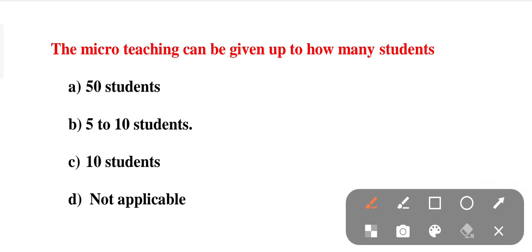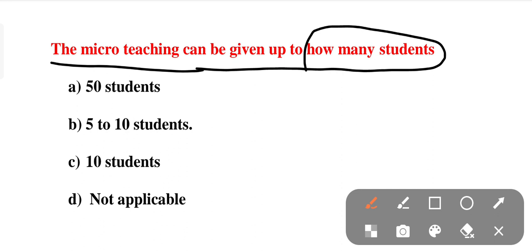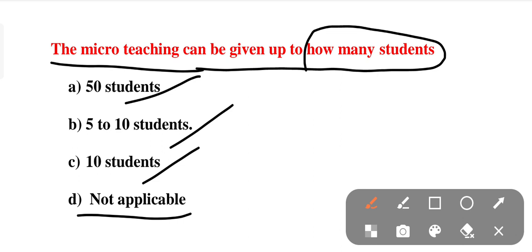So the next question is, micro teaching can be given to how many students? For how many students can we use micro teaching? Options are 50 students, option B 5 to 10 students, option C 10 students, option D not applicable. Not applicable means it does not depend on the number of students. So the right answer is option B. Micro teaching is nothing but a small lecture for only 5 to 10 students.